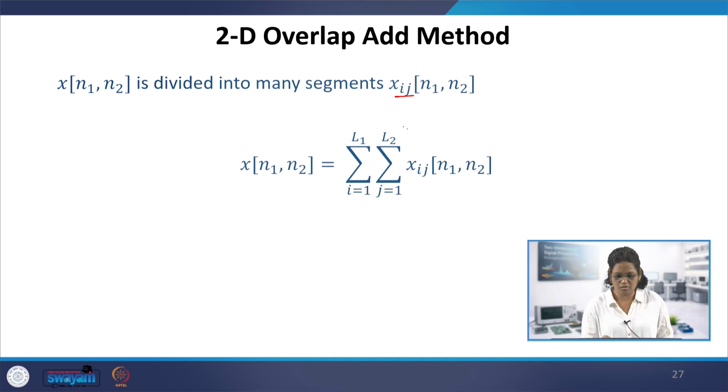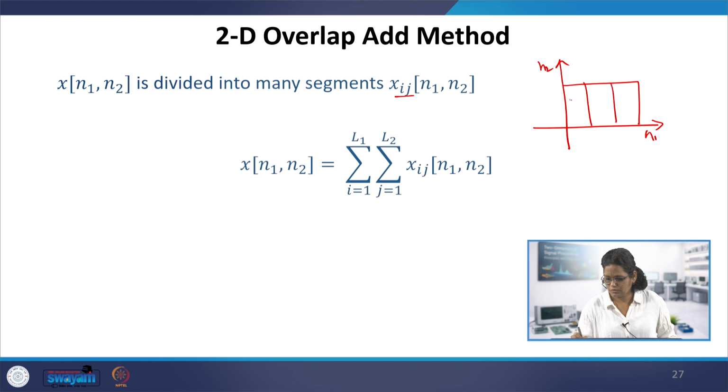Okay, so this is dividing the sequence in the two-dimensional space. Supposing we have n1 and n2. So if we have this sequence, then divide this. This is the sequence X, and these are the small pieces of it. So you can divide this sequence into the small ones.